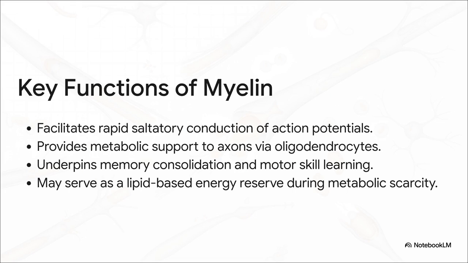Myelin's best-known role, of course, is enabling rapid saltatory conduction. By restricting ion channels to the unmyelinated gaps, the nodes of Ranvier, it increases nerve impulse velocity by as much as 100-fold. But beyond just speed, it provides critical metabolic support. Oligodendrocytes supply axons with energy-rich metabolites, things like lactate and pyruvate, through a whole network of transporters. We also now understand that this adaptive myelination is a mechanism for consolidating memory and refining motor skills. And finally, there's an emerging hypothesis that suggests the vast reservoir of lipids within myelin might actually serve as an energy source for the brain during periods of high metabolic demand or scarcity.